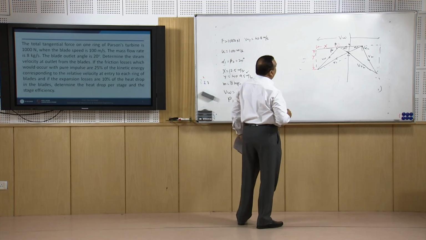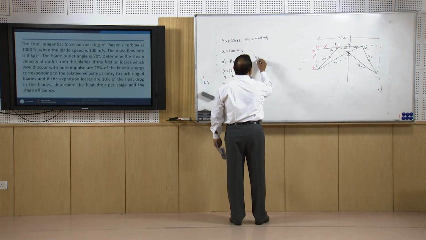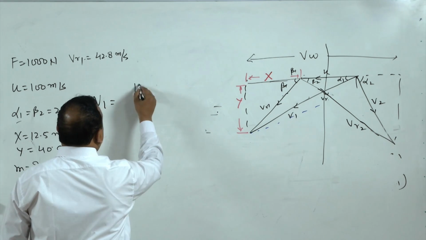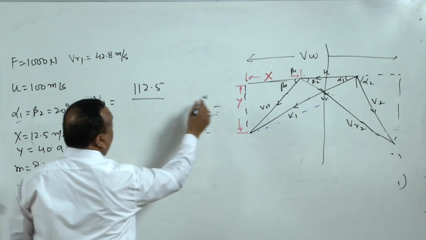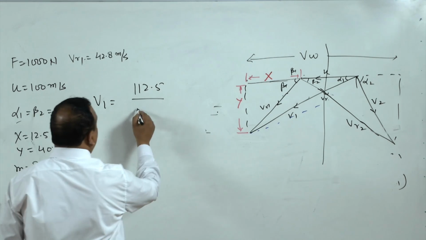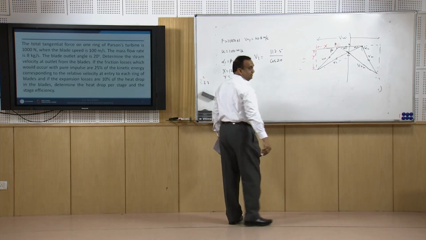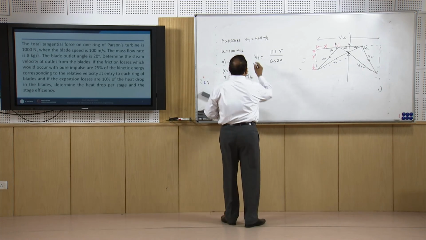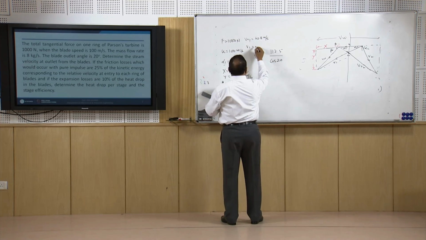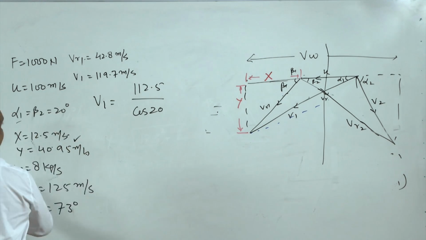Now, VR1 is with us. Now, in order to find V1, it is 112.5, we have already calculated this length, 112.5 divided by cos alpha 1, where alpha 1 is 20 degrees. So, V1 is also determined from here, that is 119.7 meters per second.